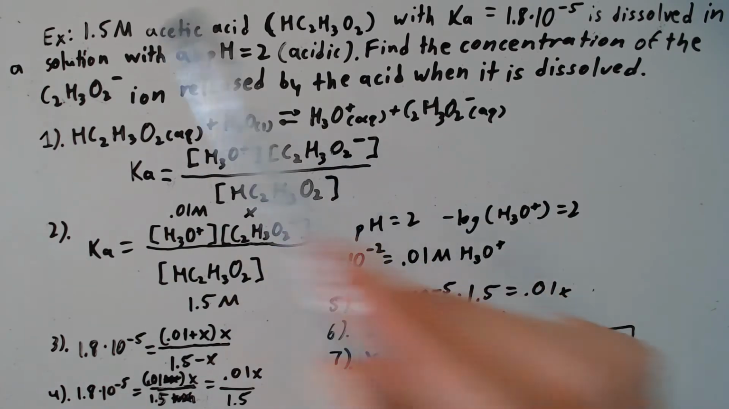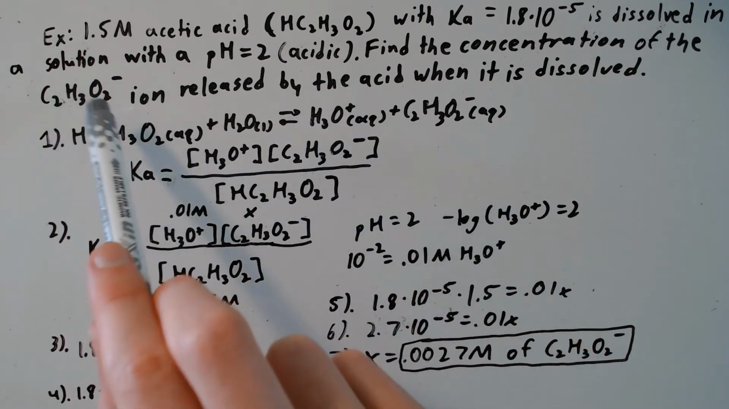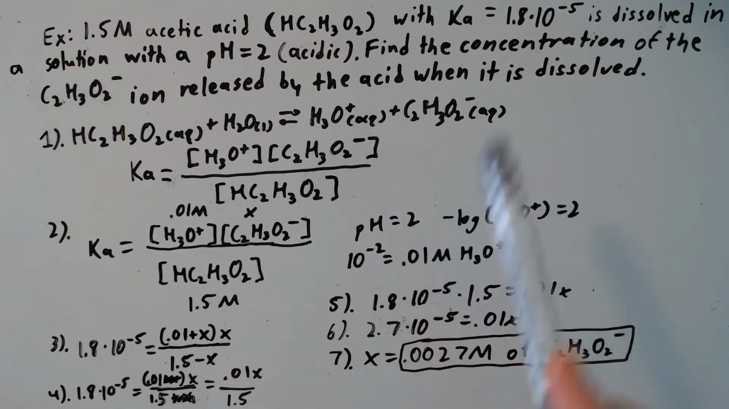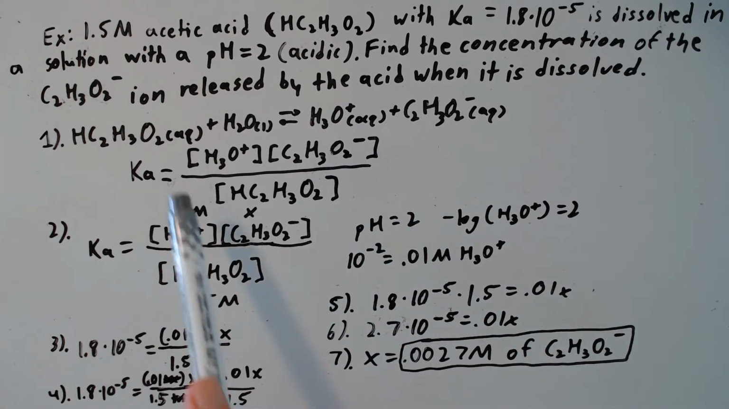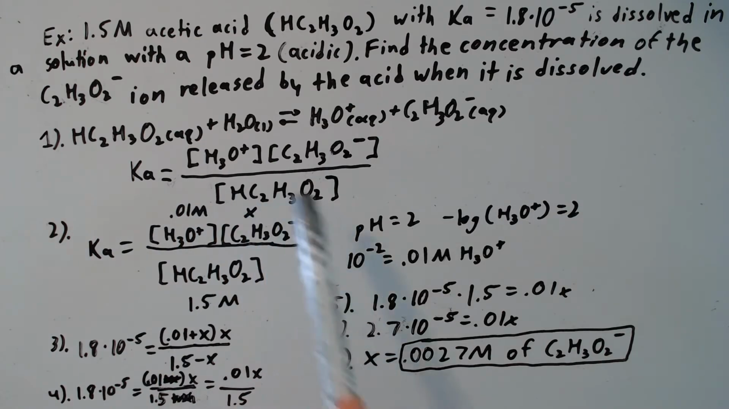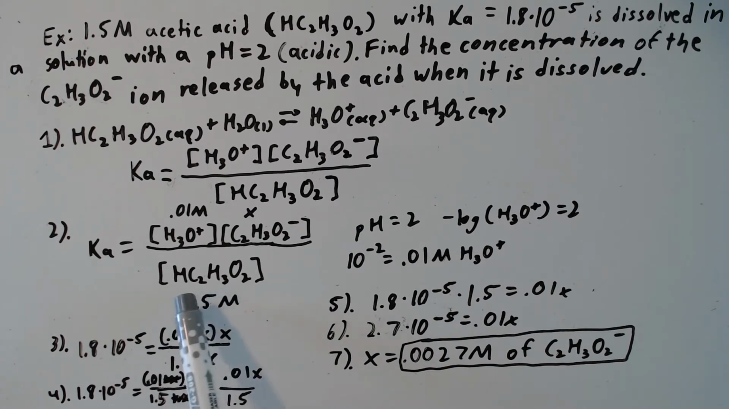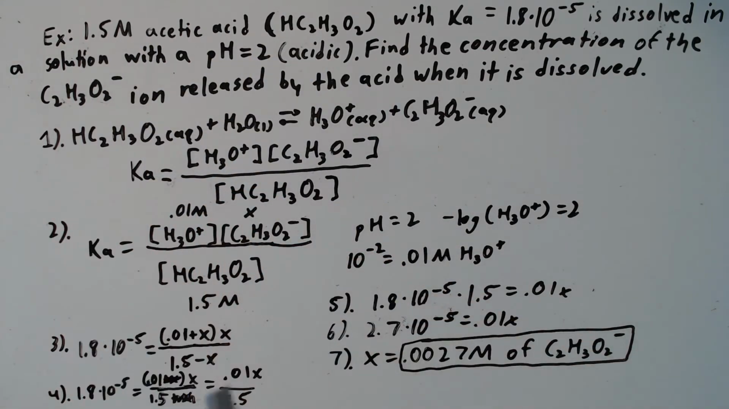So how do we find the concentration of the C2H3O2- ion released by this acid when it's dissolved in a solution of a pH of 2? Well, we use our Ka equilibrium equation again, like we did for our other acid problems. We know that the initial concentration of the HC2H3O2 is 1.5 molar, as mentioned here. 1.5 molar acetic acid dissolves in the solution.